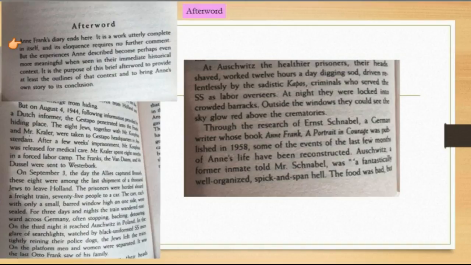So Anne Frank's diary ends here. It is a work utterly complete in itself, and its eloquence requires no further comment. But the experiences Anne described become perhaps even more meaningful when seen in their immediate historical context. It is the purpose of this brief afterword to provide at least the outlines of that context and to bring Anne's own story to its conclusion.